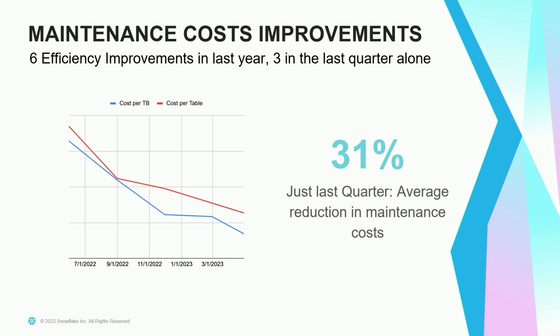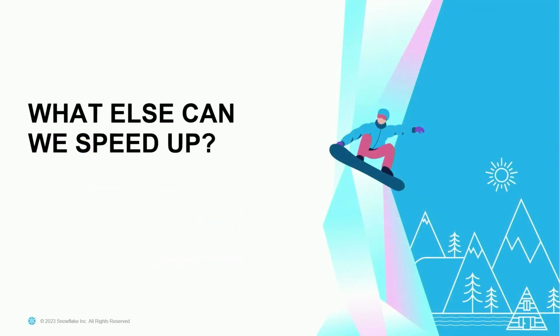Just in the last quarter, we did 3 such improvements. And on average, customers saw that their search optimization costs reduced by 31%. And we'll continue making these efficiencies for making your maintenance costs much cheaper. So we talked a lot about search optimization. What are the benefits of having search optimization and also the costs involved?